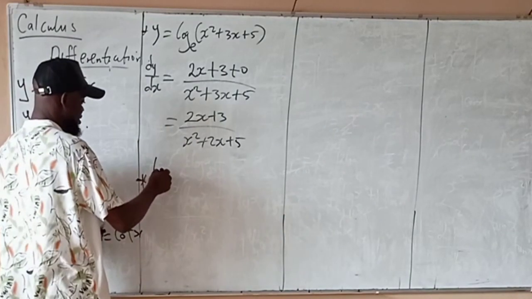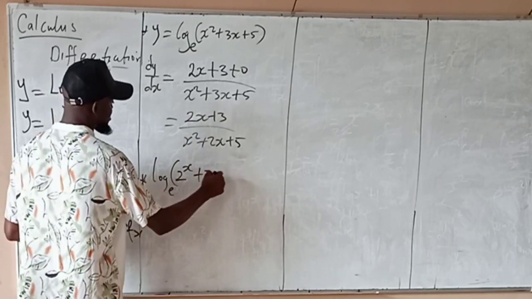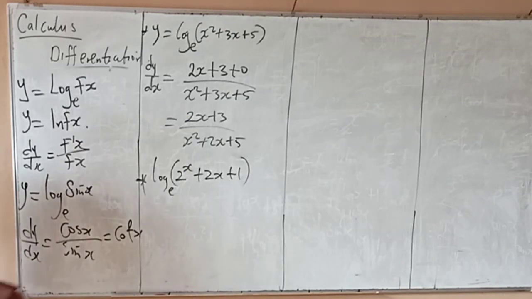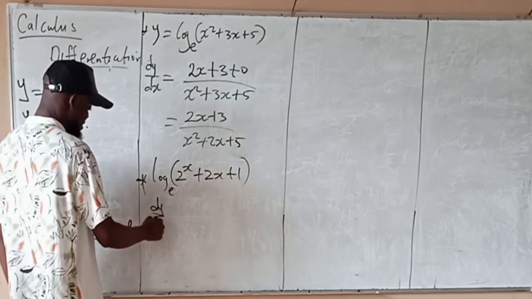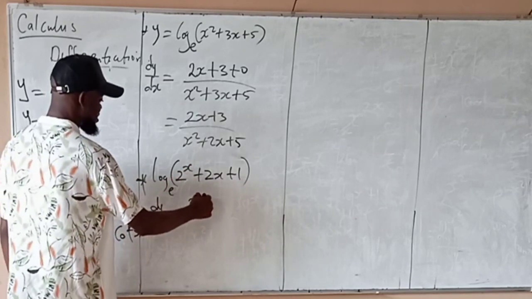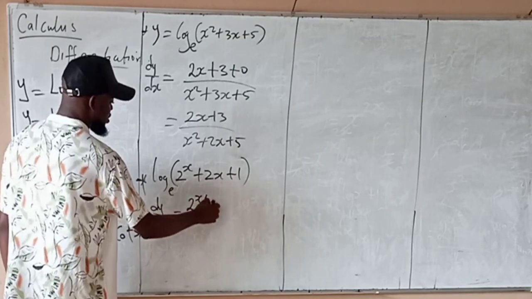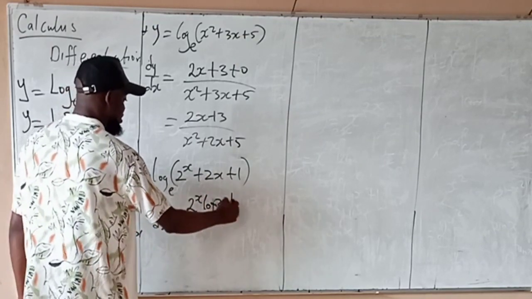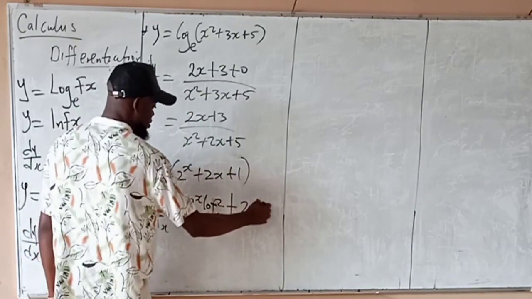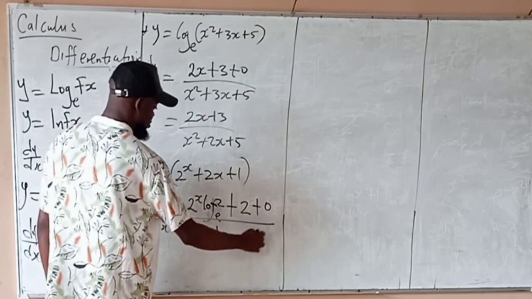Let's have something like this. Log e of 2 to the power x plus 2x plus 1. How will you do something like this? The dy over dx will be, remember 2 to the power x, we're going to have 2 to the power x times log 2. We differentiate 2x, we have 2. This polynomial is exponential. The 1 has 0, over 2 to the power x plus 2x plus 1.